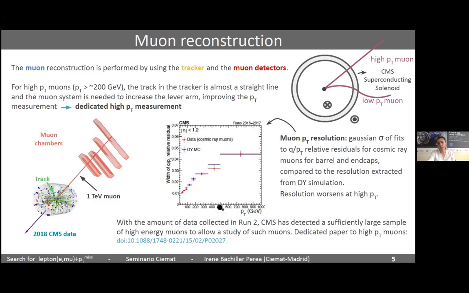Here in this plot is the dependence with the PT. It increases with the PT, but it reaches a value of 5%. So it's still a good muon PT resolution. And since we had so much statistics during run 2, we were able for the first time to do a specific study on high-PT muons and dedicate a paper to such muons. We had enough of these high PT muons, and we contributed to these studies.